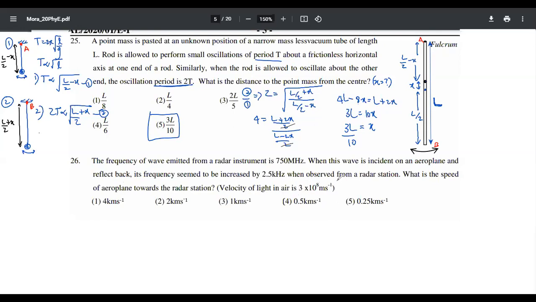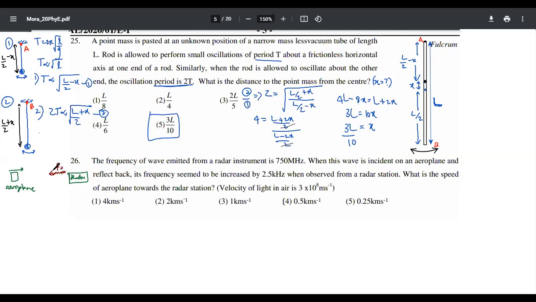Now, there is an equation which you should remember to do these kind of questions quickly, because we are talking about reflected sound. When you have an object which is moving towards another barrier. Now here the barrier is the radar, right? No, wait. The aeroplane is moving. This is the aeroplane. The aeroplane is moving towards the radar. So from the radar, sound waves will leave towards the aeroplane at an initial frequency of f0.